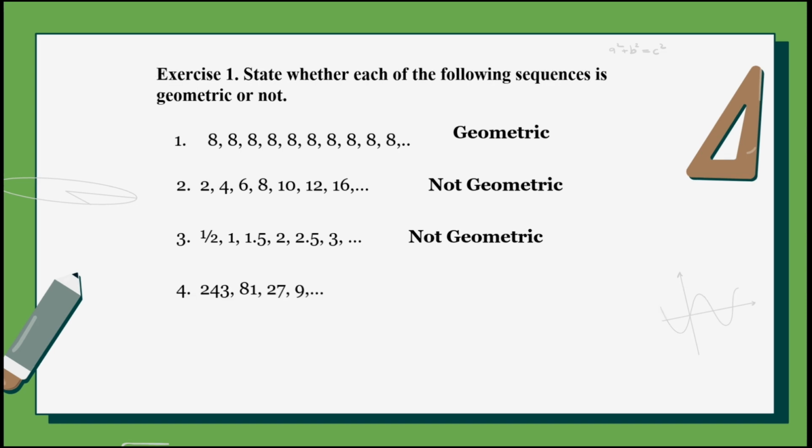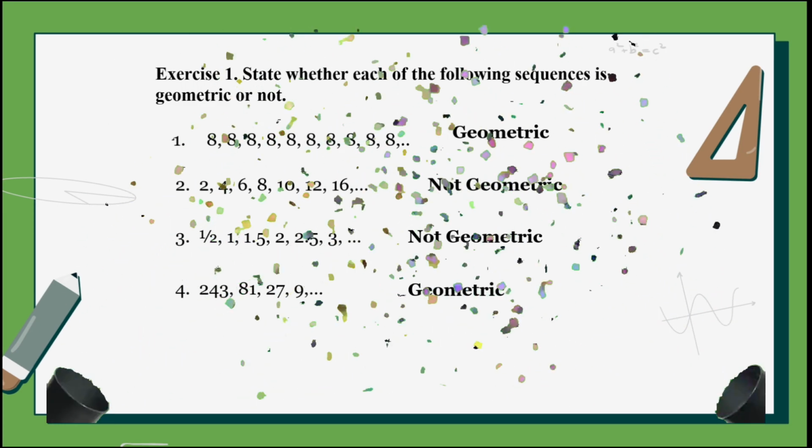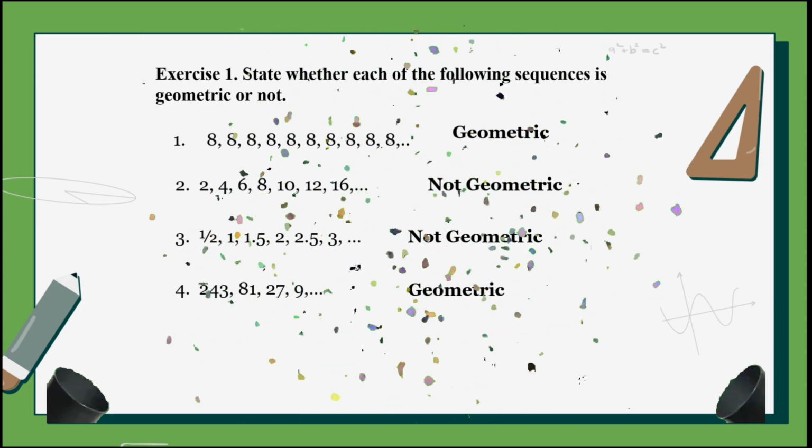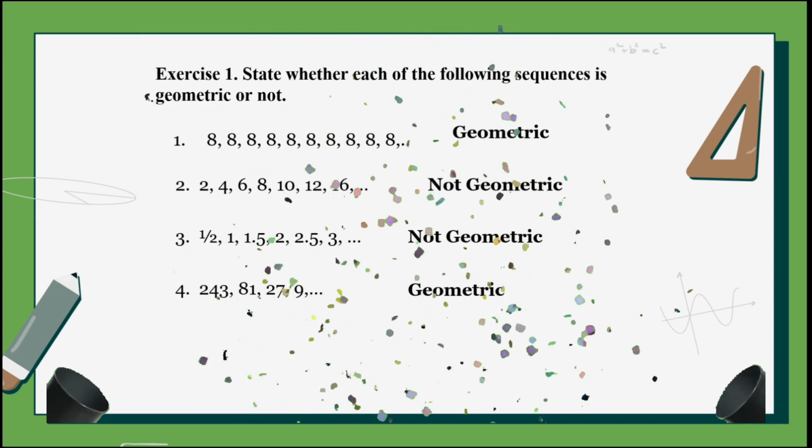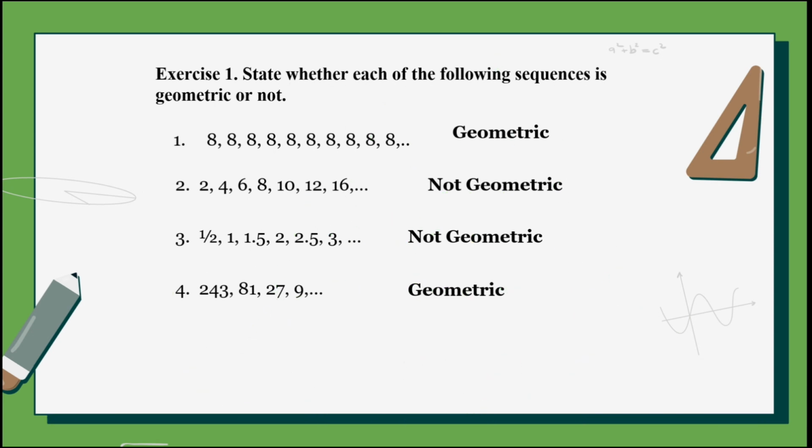Number 4. 243, 81, 27, 9, and so on. Ano nga ba siya? Geometric or not? Tama ka! Isa itong geometric sequence. So, each term is divided by 3 to get the next term. Therefore, it is a geometric sequence with a common ratio of 1/3.